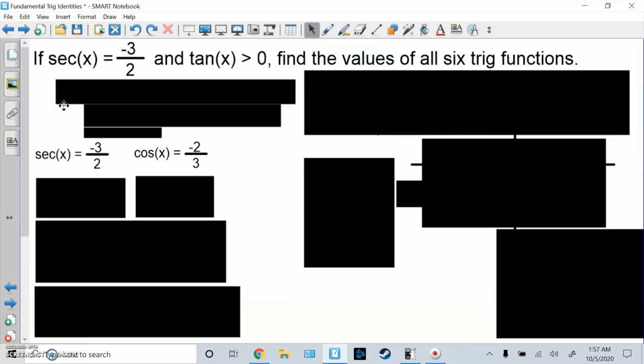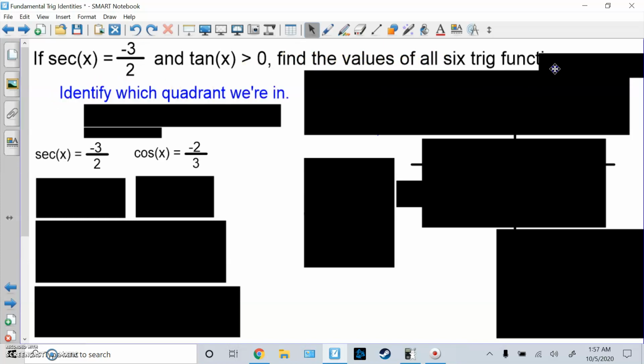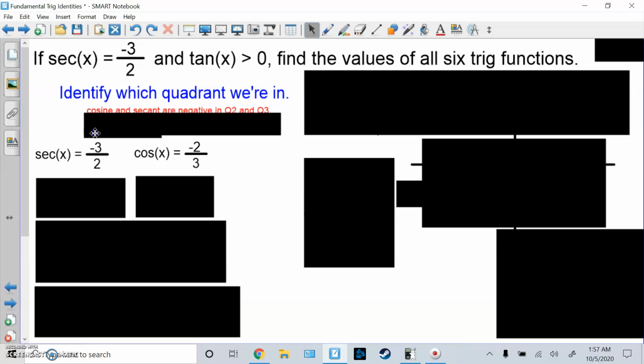So, if secant of x is negative 3 over 2 and tangent of x is positive, find the values of all 6 trig functions. So we've done this before, so here's how we'll do it. Identify which quadrant we're in. So secant of x, which is related to cosine, is negative. That means we're in either quadrant 2 or quadrant 3 because we're on the left side of the y-axis.